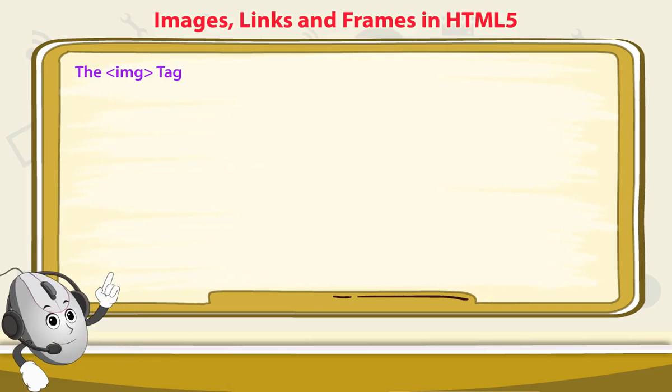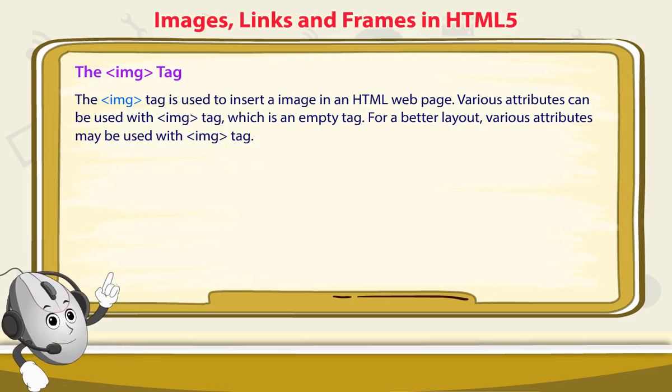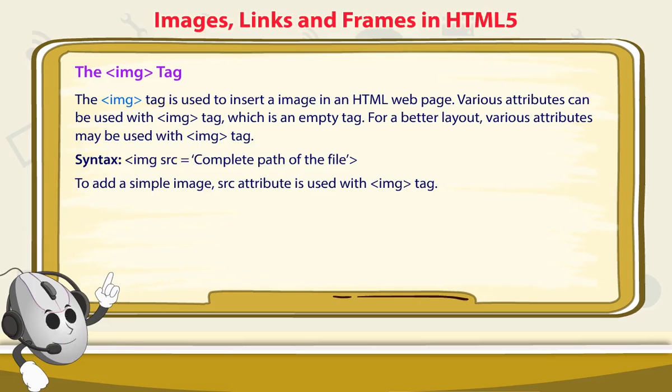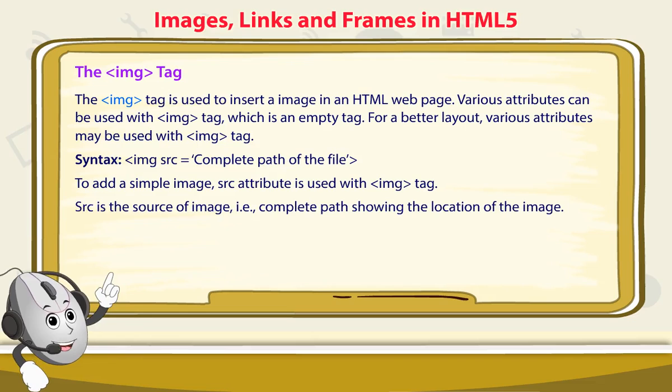The IMG tag. The IMG tag is used to insert an image in an HTML web page. Various attributes can be used with the IMG tag, which is an empty tag. For a better layout, various attributes may be used with the IMG tag. Syntax: IMG src equal to complete path of the file. To add a simple image, the src attribute is used with the IMG tag. src is the source of the image, that is, the complete path showing the location of the image.